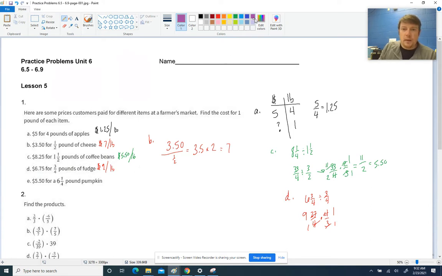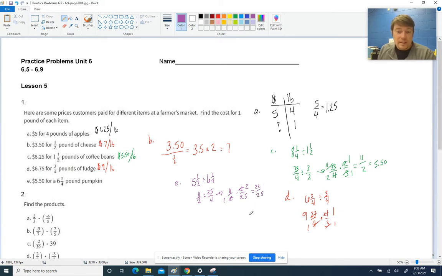And then the pumpkin. So part E we'll do right here. $5.50, divided by 6 1/4. 5.5 is 11 over 2, divided by 25 quarters. Keep, change, flip. 11 halves times 4 25ths. We can only change these. 2 goes in that twice. So we get 22 over 25.